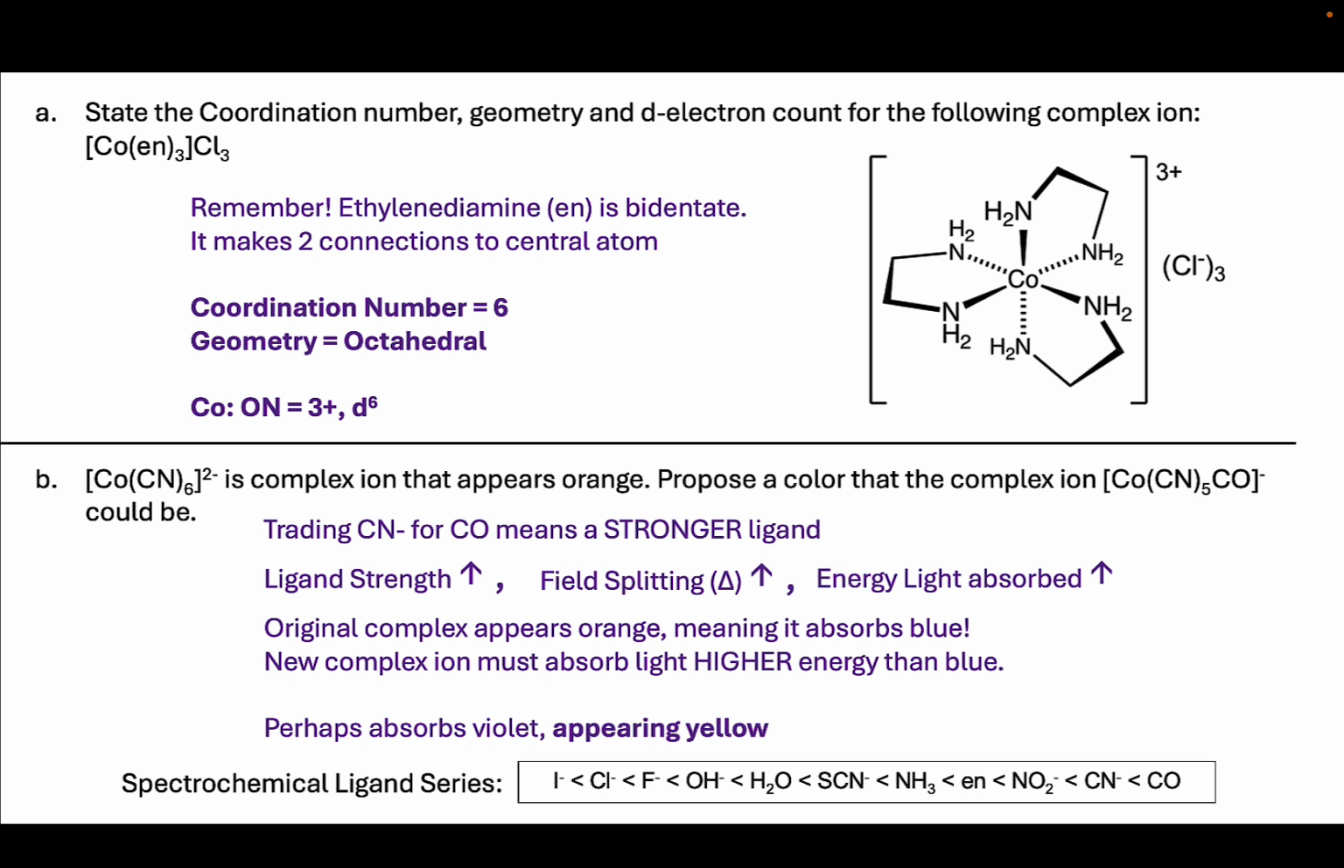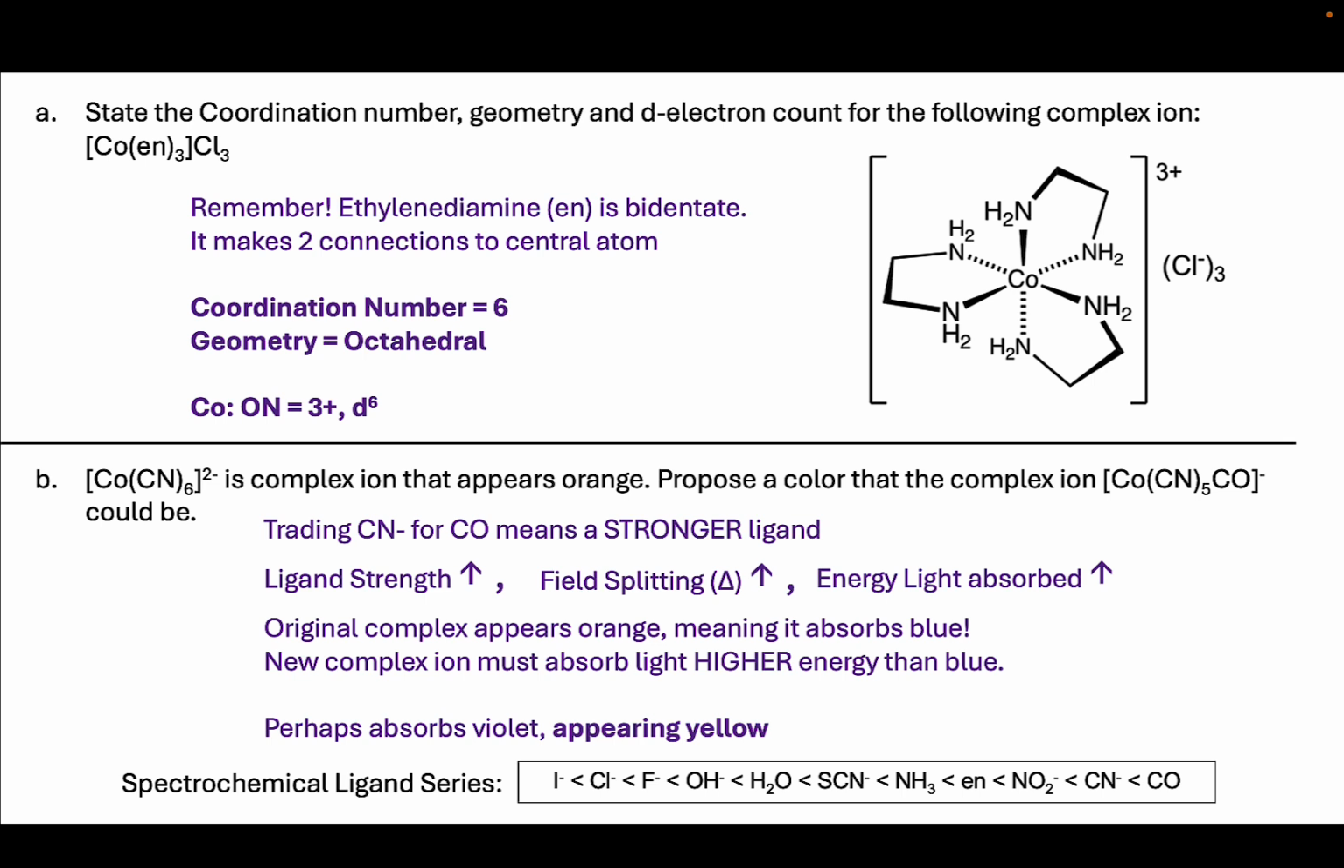Now, keep in mind that there's more than one correct answer to this. We're just proposing a color that it could be. And so if you say, well, I think that it might still absorb blue, just a higher frequency blue, that would be fine. So if you were to say that it absorbs higher frequency blue and I think it might still appear orange, that makes sense. But what wouldn't make sense is if you say, well, I think that it's going to absorb green light and therefore appear red.